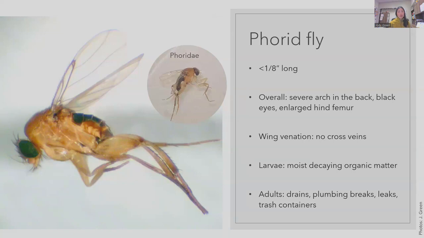They're also known as coffin flies and mausoleum flies. Sometimes they're called scuttle flies or humpback flies. So they have a lot of different names, none of it great. The adults will be around drains, plumbing breaks, trash containers, leaks, things like that. So you think about phorid, think about horrid conditions.